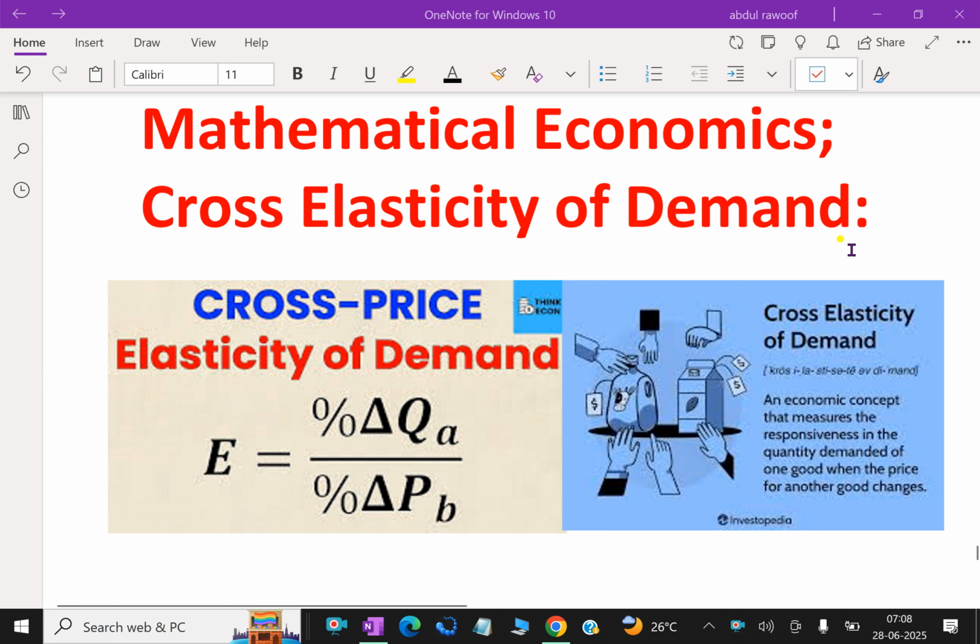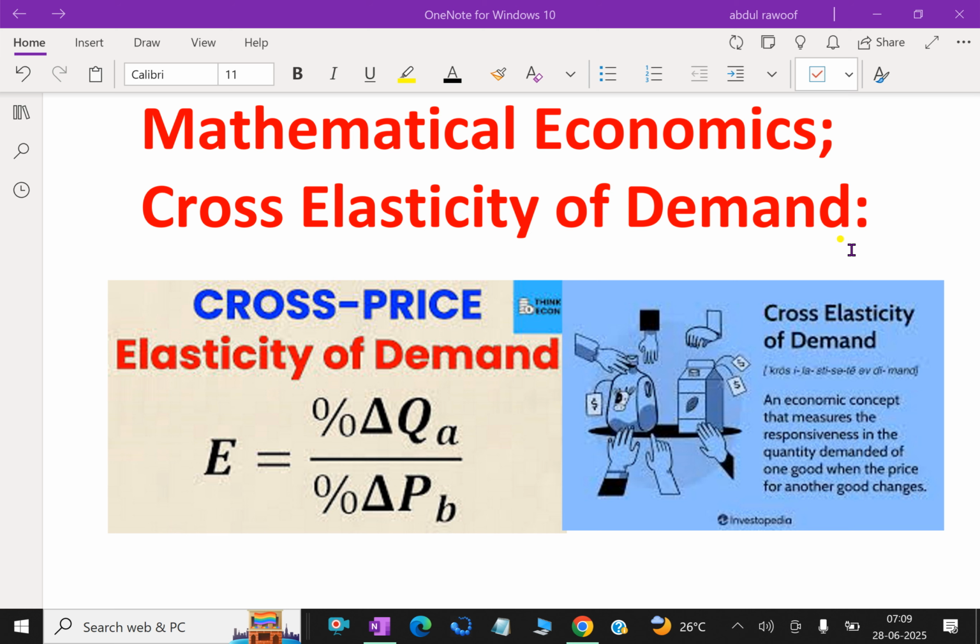In mathematical economics, let us discuss cross elasticity of demand. What is cross elasticity of demand? In economics, the elasticity of demand measures the effect of a change in the price of one good on the quantity demanded of another good. This reflects the fact that the quantity demanded of a good depends not only on its own price but also on the price of others.